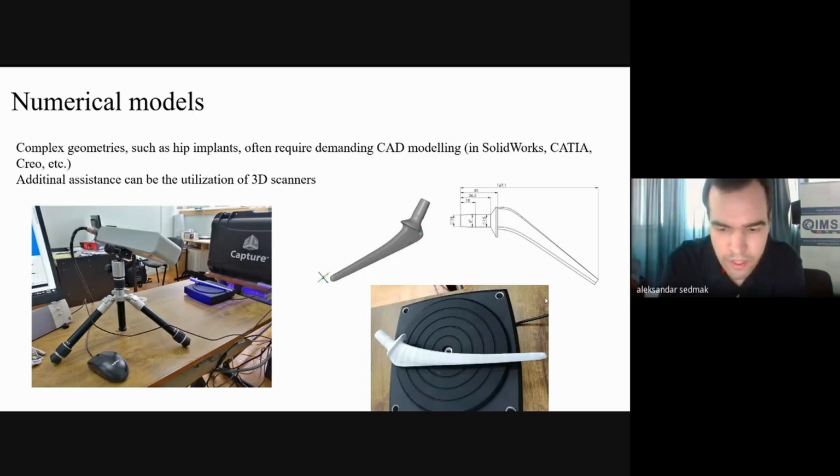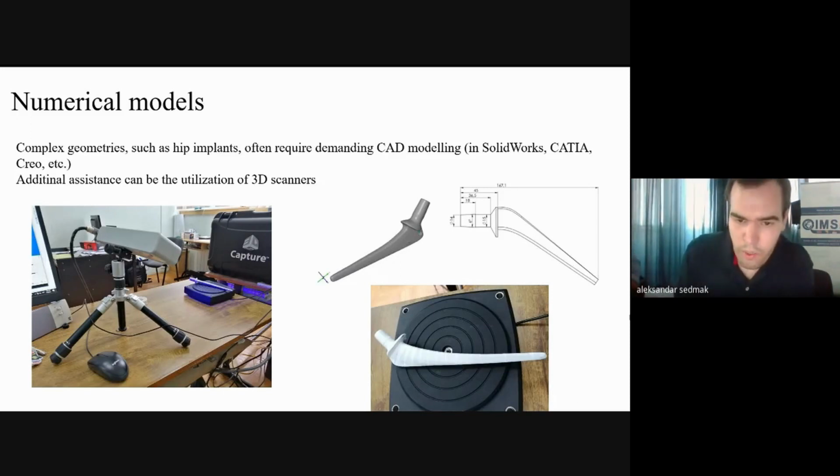So the first thing you need to have, and which is not that simple, is attaining numerical models. The hip implants contain complex geometries and require demanding CAD modeling in regular CAD packages. The additional assistance is by using 3D scanners.